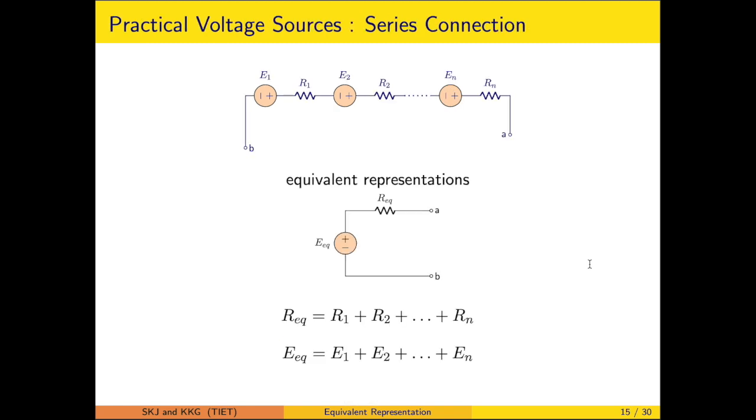Now this is a practical voltage source. Previously we have seen that a practical voltage source is represented by an ideal source and a series resistance. So this is the first source, this is the second source, third source, likewise. Correlating with the previous discussion, the voltage sources are to be added, giving rise to the E equivalent, and all the resistances come out to be in series, forming the series equivalent. So this is a simplified two terminal equivalent of series connected voltage sources.